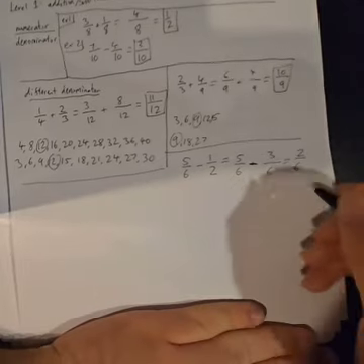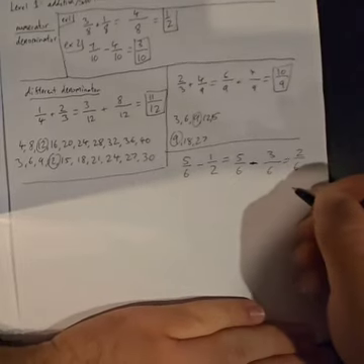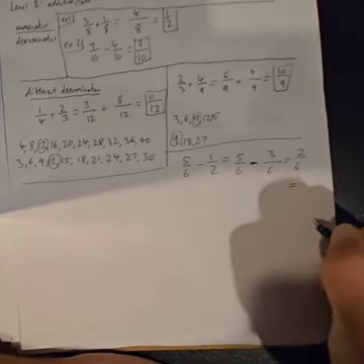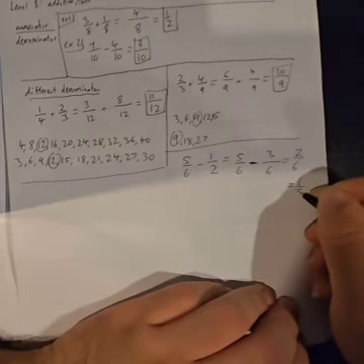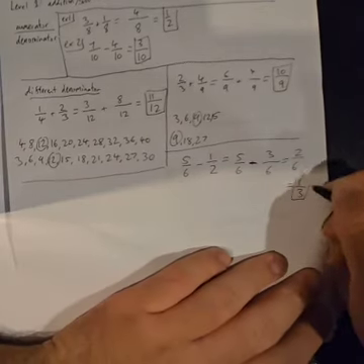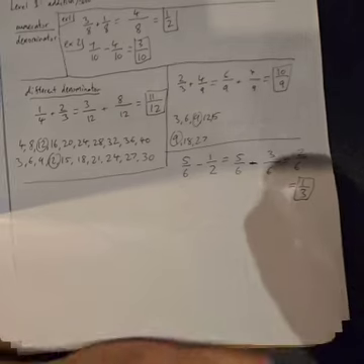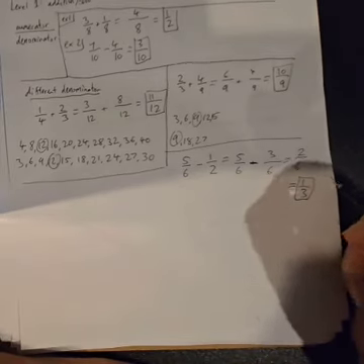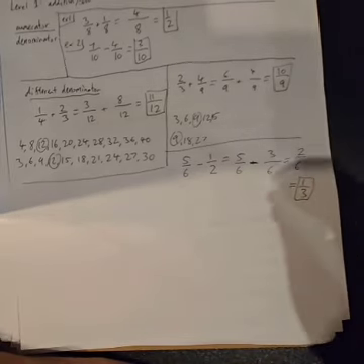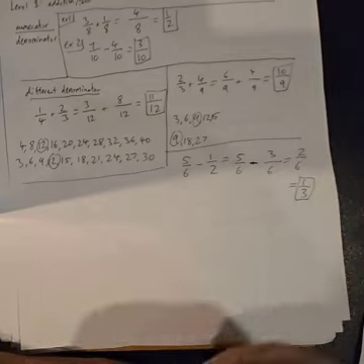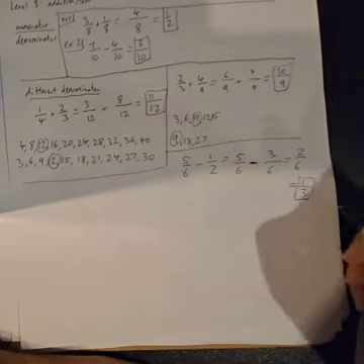We're not done yet because this can be further simplified. 2/6 is just the same thing as 1/3. This is because 2 and 6 both share a common factor of 2. So we get rid of that 2, and we just get 1/3.